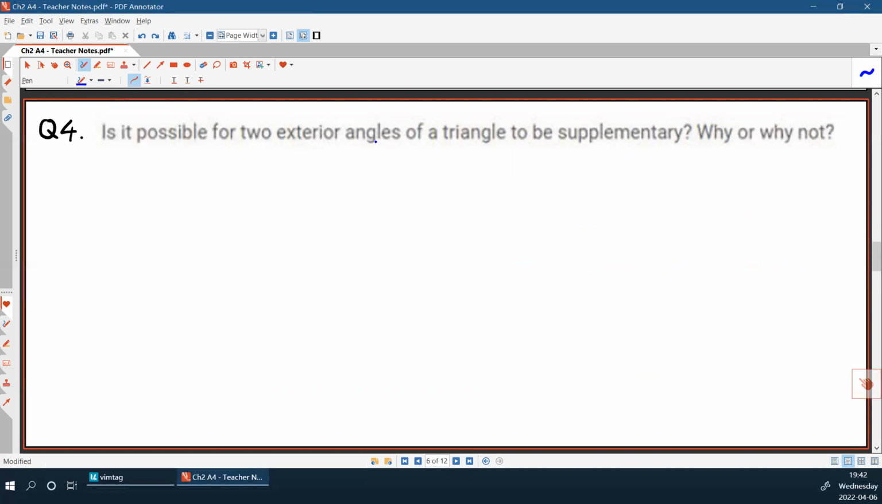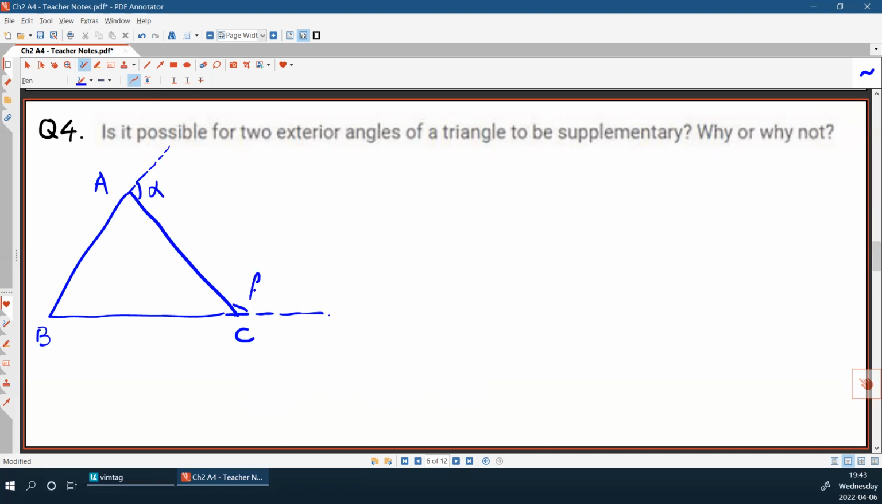Is it possible for two exterior angles of a triangle to be supplementary? Why or why not? Okay, so let's draw a triangle first to illustrate this problem properly. So suppose we have a triangle here, with vertices A, B, and C. Then let's call this angle here alpha, this angle here beta, and this angle here gamma, and this angle here theta.